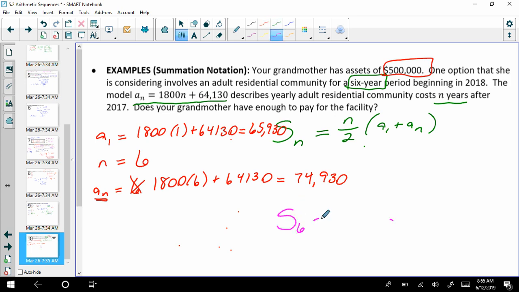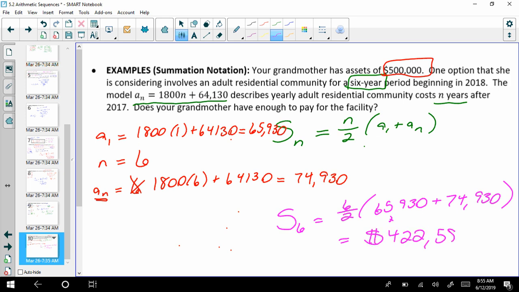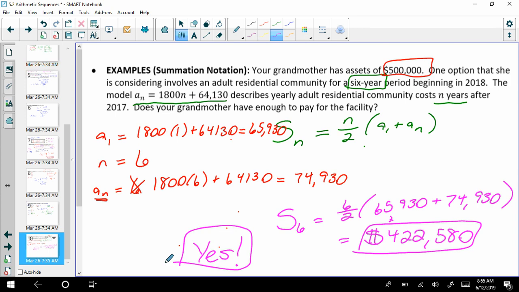Now we're ready to find the sum. So the sum over these 6 years, I'm going to take my starting amount plus my ending amount, and I want to simplify that. If you do that math, this is the amount of money that comes out. So what does this mean? What does this number represent? This would be her total costs over the 6 years. So does she have enough? Yes, she has 500,000, so she would have enough to make this work. So Granny's gonna be living good.